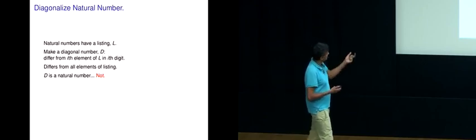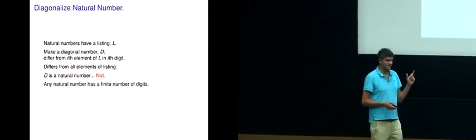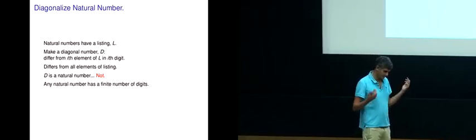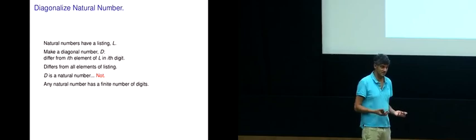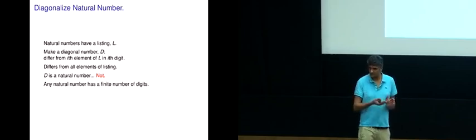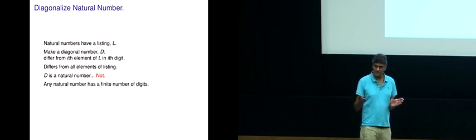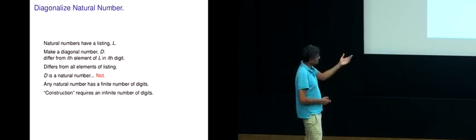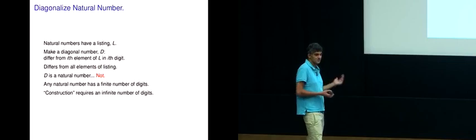What's wrong with this proof? No, it's not a natural number. Why not? Because any natural number has a finite length. You tell me a natural number, I could ask you the number of digits. That's not true for reals. Reals have this infinite representation. We know lots of reals that need an infinite representation, whereas natural numbers all have a finite number of digits. So you can't build this natural number. This object you built is an infinite sequence of digits, which is not a natural number.